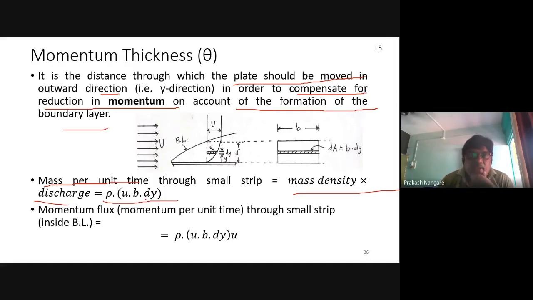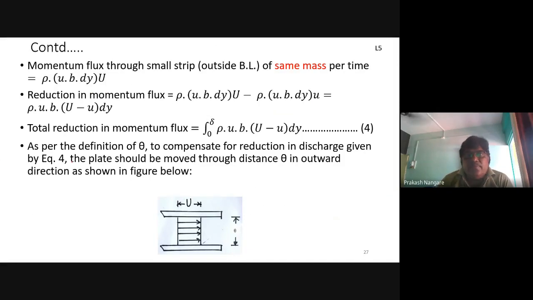Then the momentum flux is the momentum per unit time through the small strip, which is equal to rho into the discharge, that is u B dy, into u. So the momentum can be worked out using these equations inside the boundary layer. The momentum flux through the small strip outside the boundary layer of the same mass is rho U B dy into U. Taking the difference gives the value of the reduction in momentum flux.